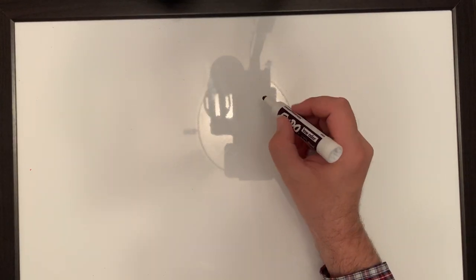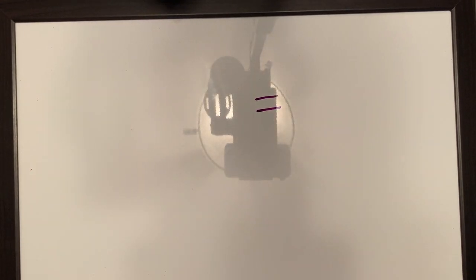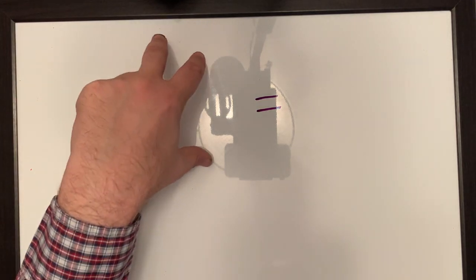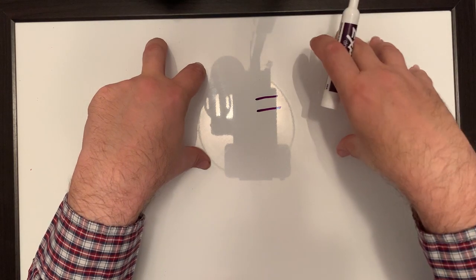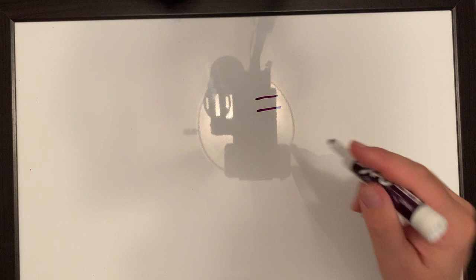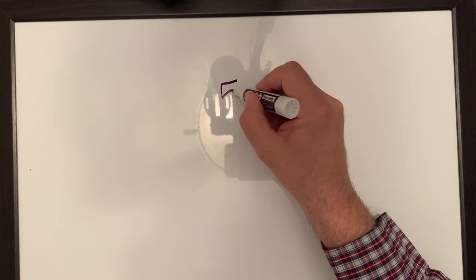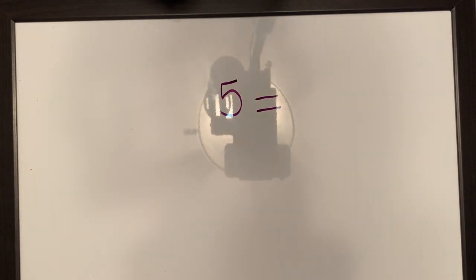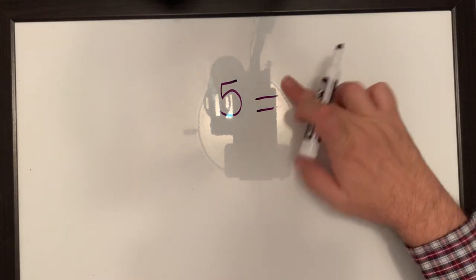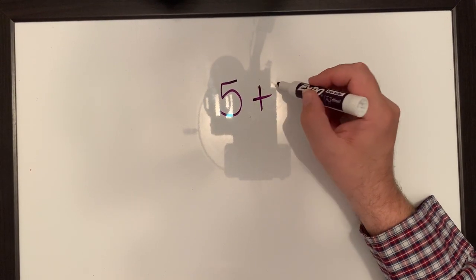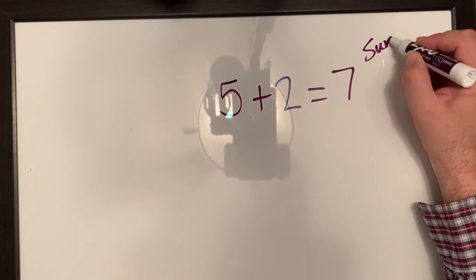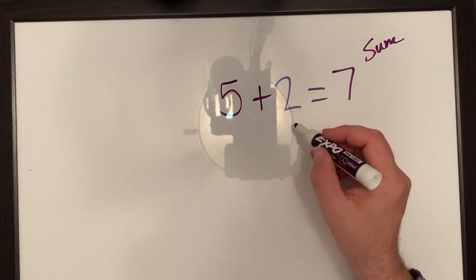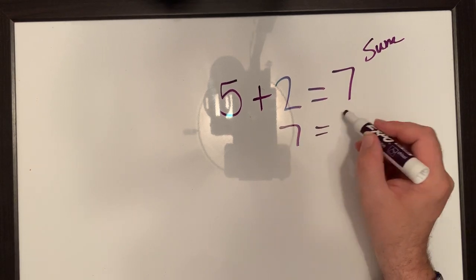What the equal sign really means is that the value on this side of the equation must be the same as the value on this side of the equation. So if I have 5 apples and Mr. Priolo has 2 apples, altogether we have 7 apples, which is the sum. In other words, 7 equals 7.